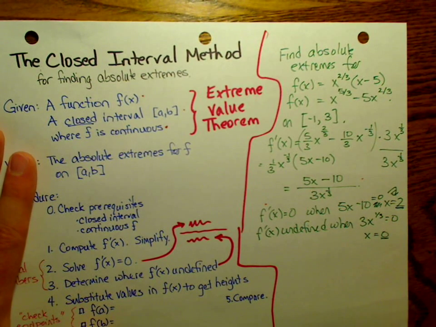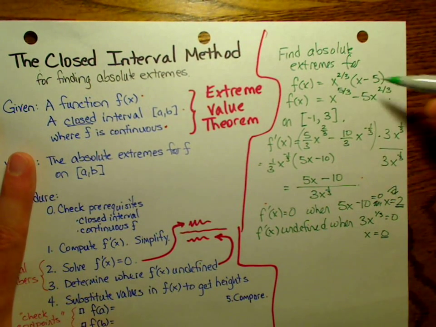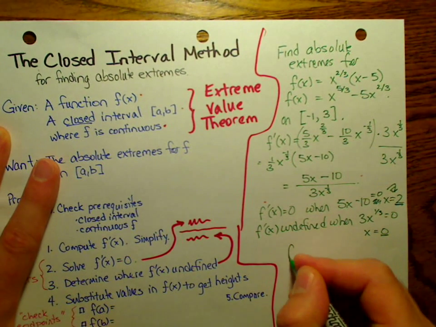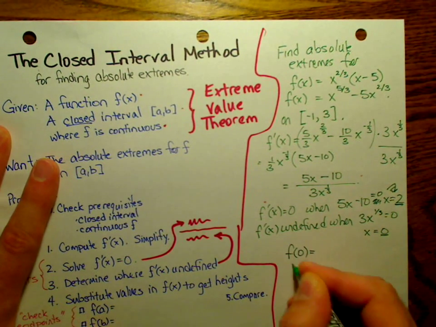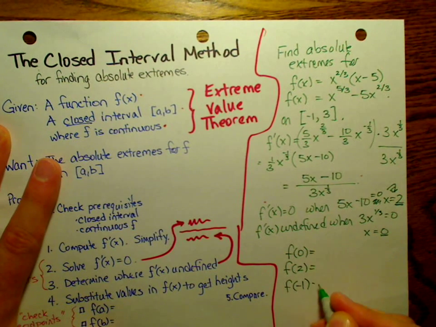Quick pause, are they really critical numbers? Yes, f is defined at 0. This works out to be 0. F is defined at 2. It's not a nice number, but it's a number. And so then we look at f of 0 and f of 2 for those two critical numbers. We also have to check our endpoints, f of negative 1 and f of 3.